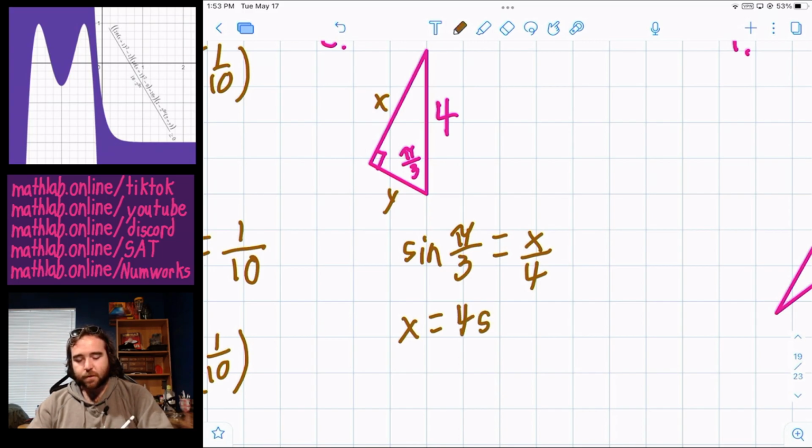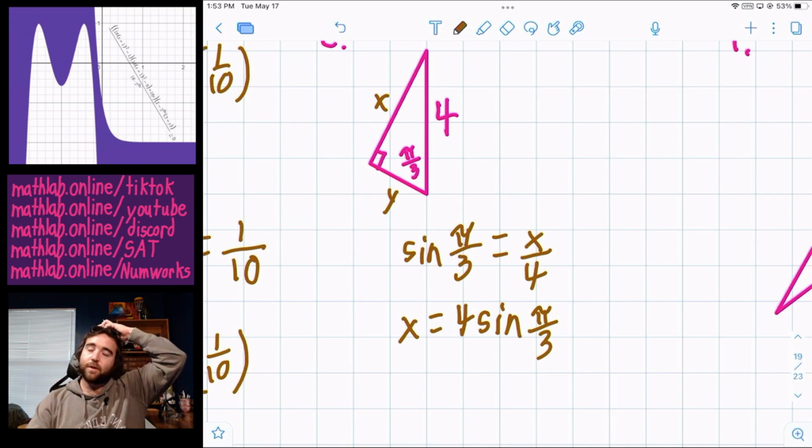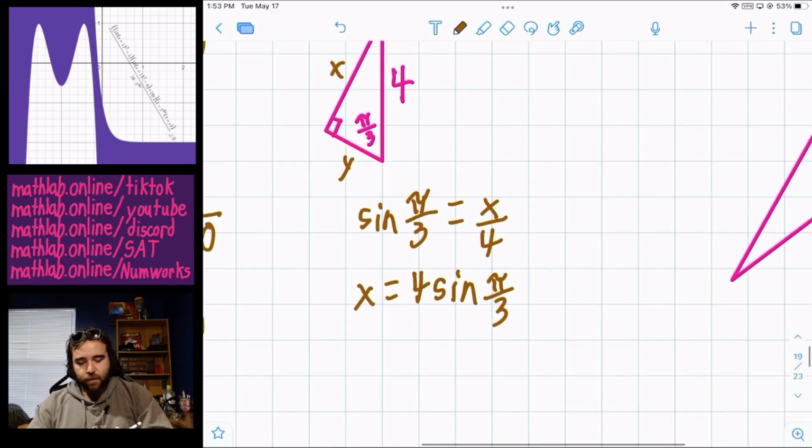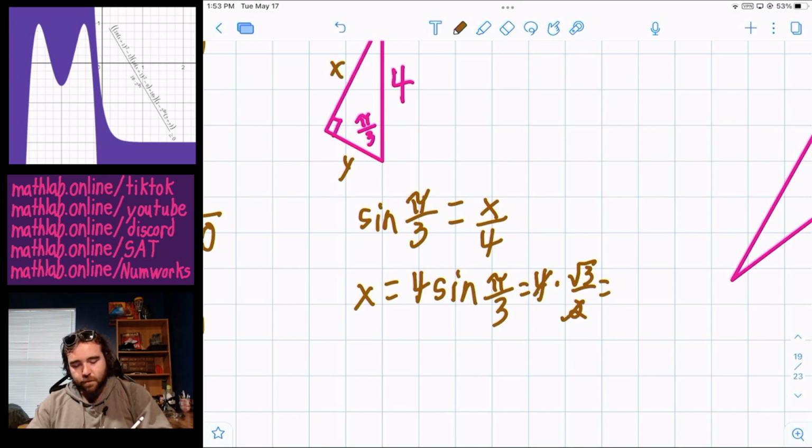So 4 sine pi over 3. And we can put that in a calculator. I think I actually know sine pi over 3. I think it's the square root of 3 over 2. So if we wanted, we could put that as our answer.